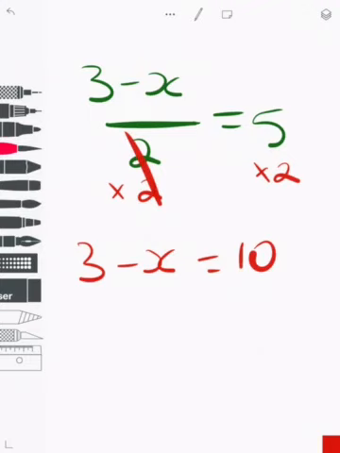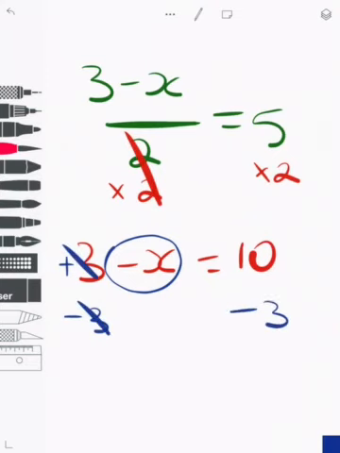Now this here is a positive 3, because remember the minus stays with the x. So this is a plus 3. The opposite of plus 3 is minus 3 on both sides. I'm left with minus x equals 7.